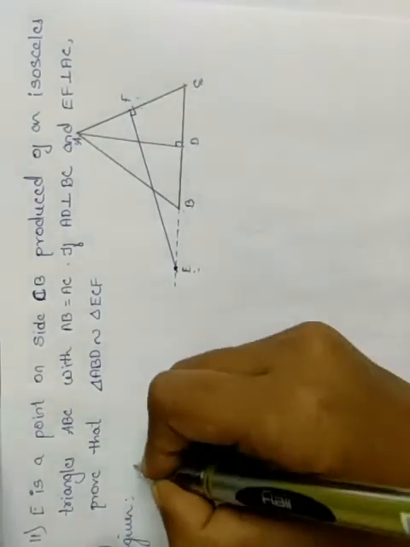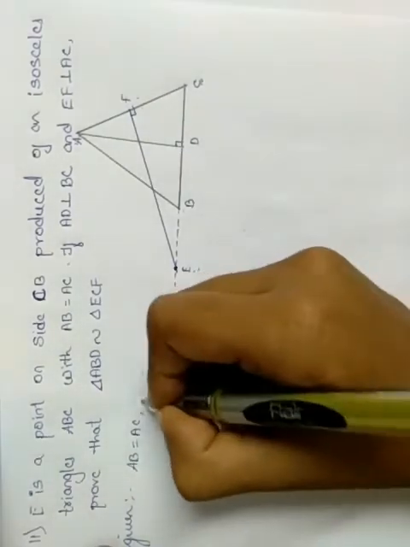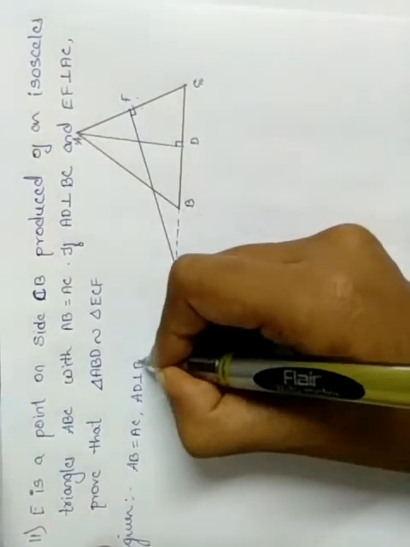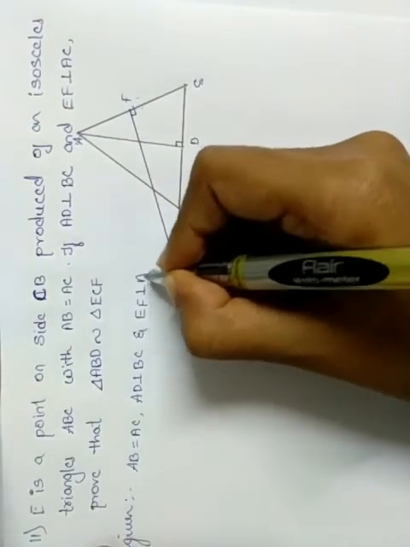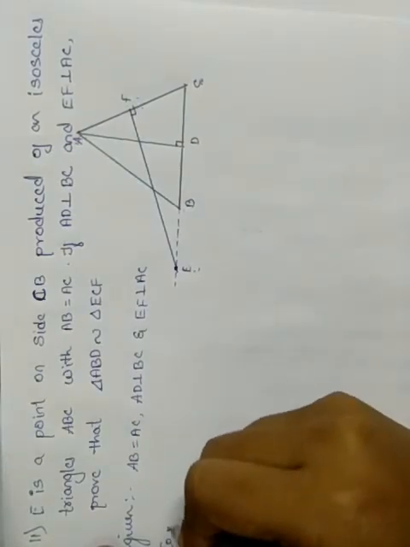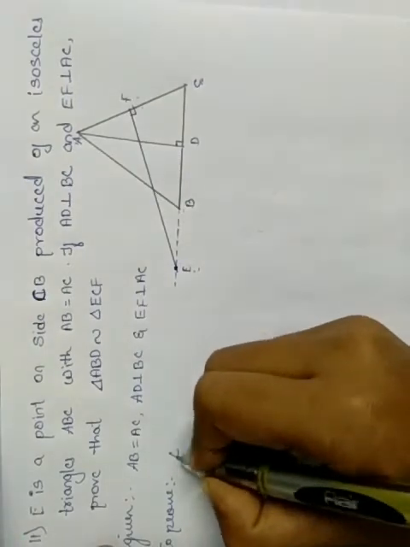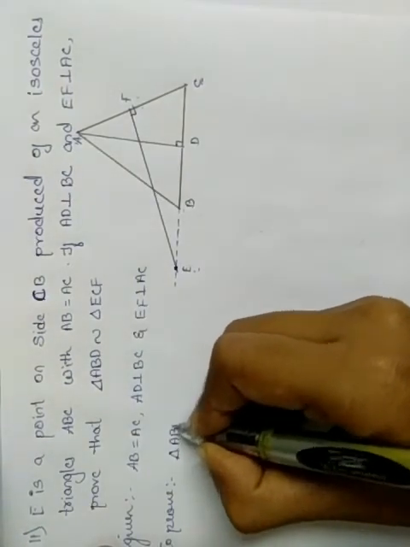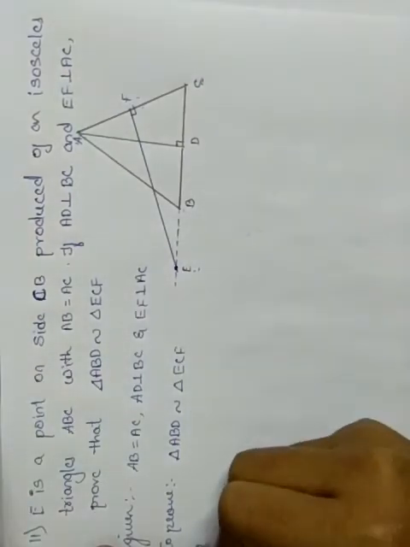Here they have given AB is equal to AC, AD is perpendicular to BC, and EF is perpendicular to AC. Now we have to show the proof: to prove triangle ABD is similar to triangle ECF. Proof.